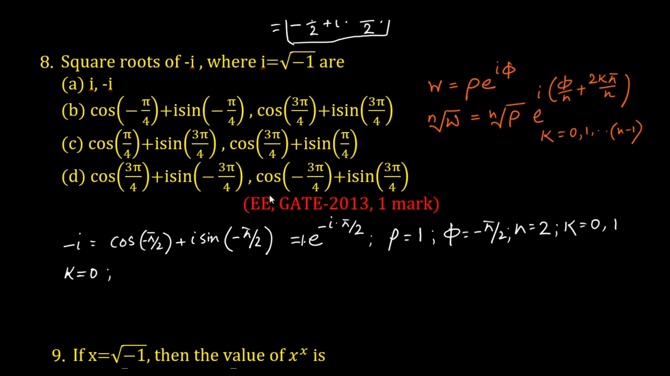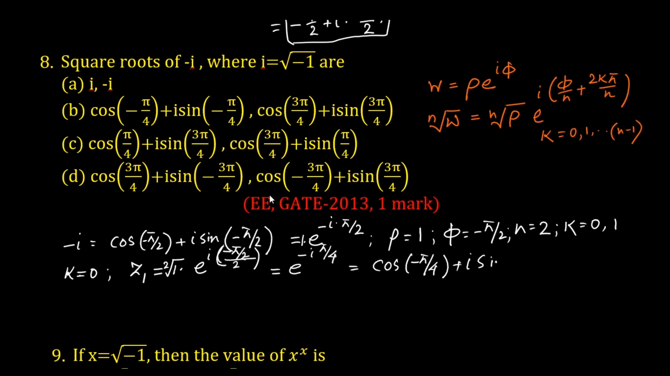When k equals 0, we get the square root, which I'm naming z1. So z1 will be the nth root of rho, that means the square root of 1, because rho is 1, into e to the power i phi by n. Here phi is minus pi by 2, divided by n, which is 2. So this will be e to the power minus i pi by 4. If I split it, it is cos minus pi by 4 plus i sine minus pi by 4.